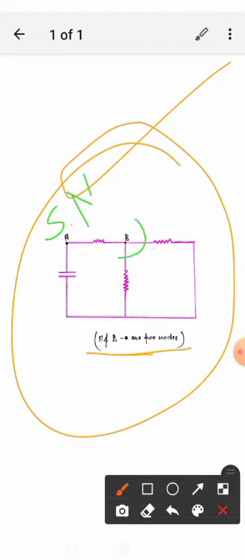See, at point B, 1, 2 and 3, three elements are connected. From the definition, we know that when more than two elements are connected, then it is known as a principal node. That means it is a PN, that is principal node.